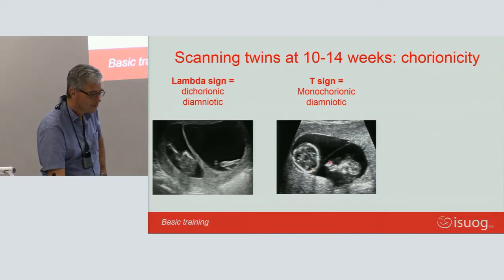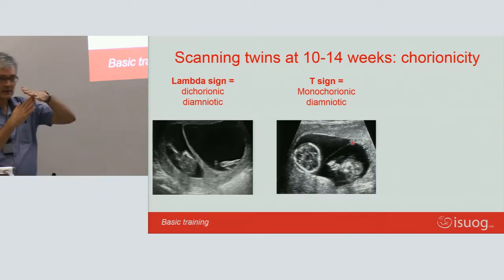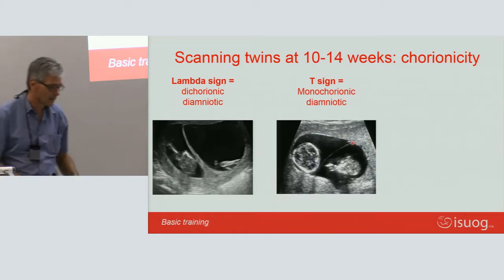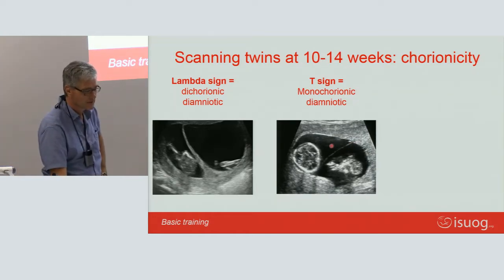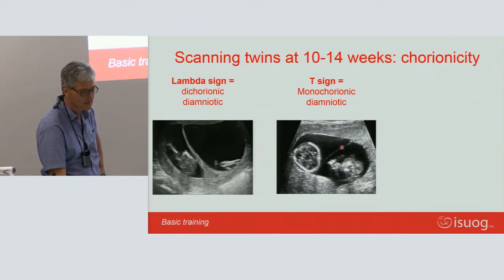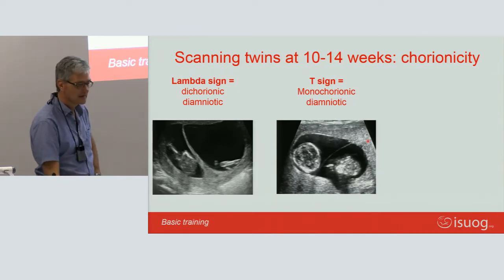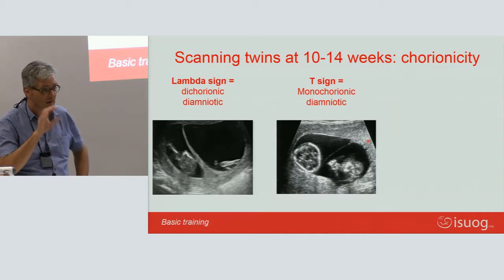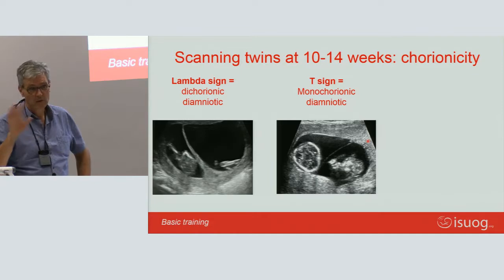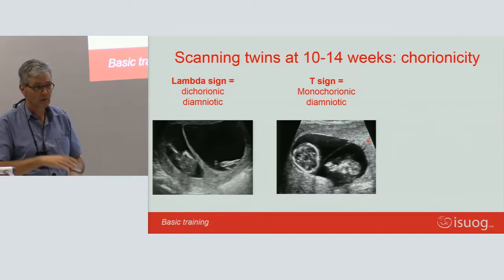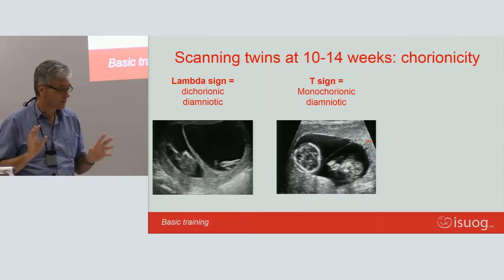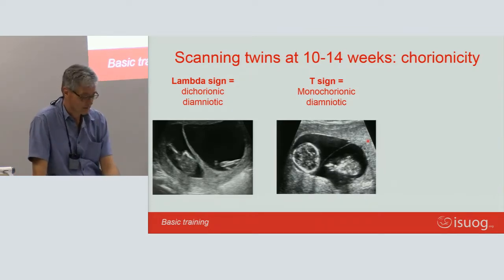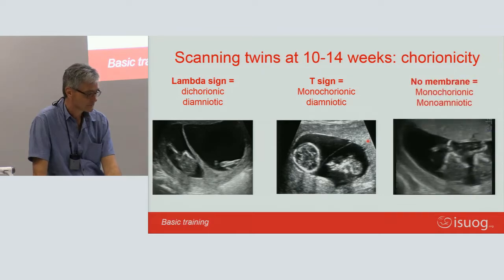Then if the thin membrane runs straight with the T sign into the wall of the uterus, but still there is a membrane, those are still diamniotic because there are 2 sacs, but a single placenta, and those are the ones you really have to be careful of. And those are the ones where you say, I know you wanted to spend your money on a new watch or whatever, but you need to have someone looking after you that knows what they're doing.